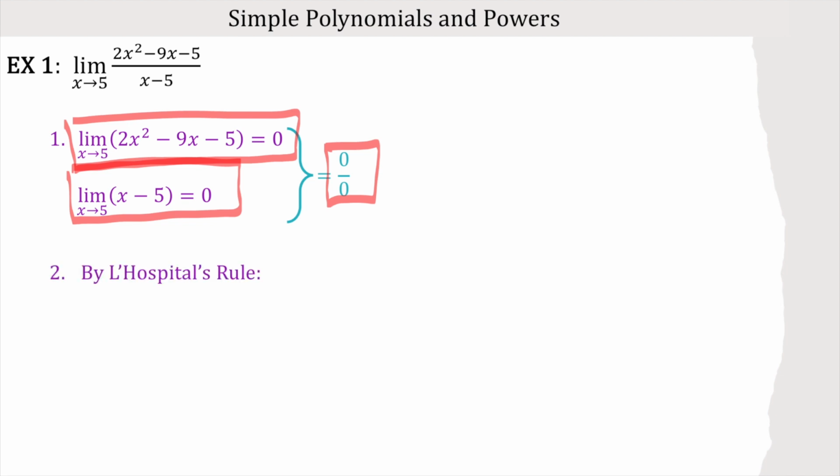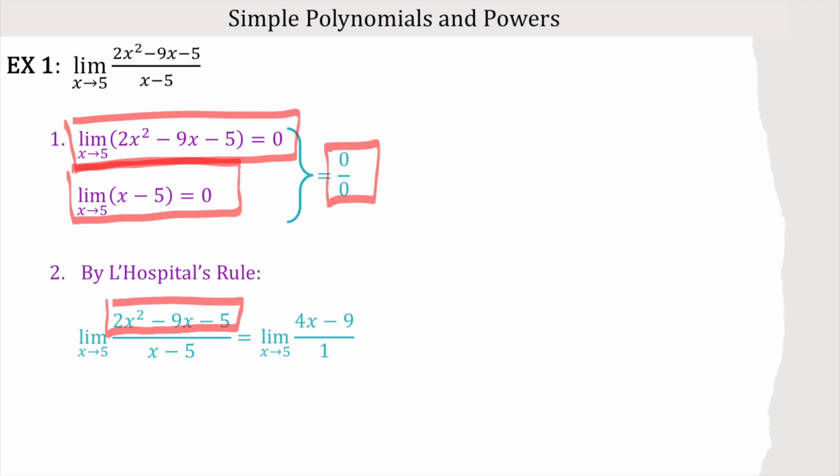Next, you say, I'm going to use L'Hopital's rule. And so to start that, you rewrite the original function. Limit as x approaches 5 of 2x squared minus 9x minus 5 all over x minus 5 equals, now we have another limit problem, the limit as x approaches 5 of the derivative of the top, which is 4x minus 9, and then the derivative of the bottom is 1. And now we try again. Plug in 5 to that, and it works. We get 11.